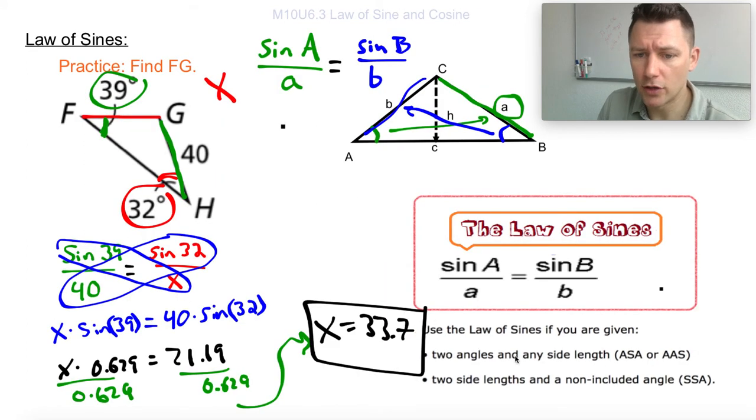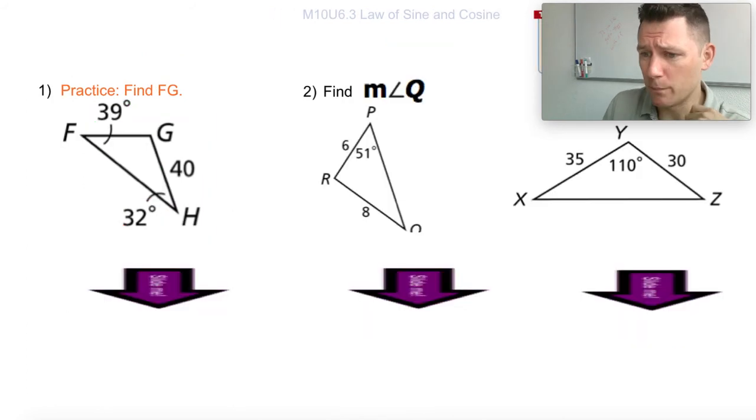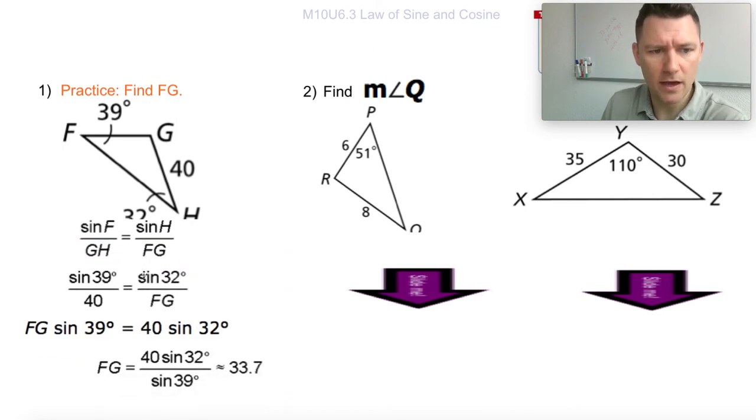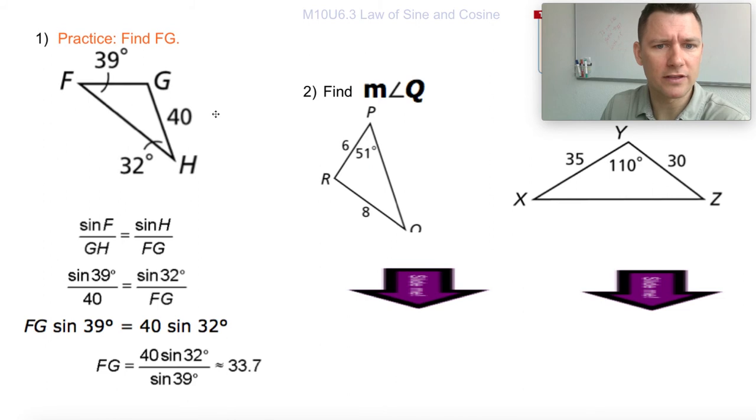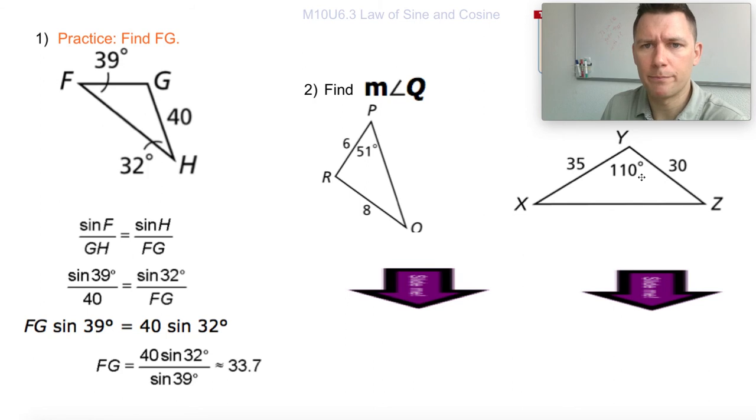You're going to use the law of sines if you're given two angles and any side length, or two side lengths and any angle that's not between them. So try that on these. I guess we already did this one, and that was 33.7. So you can see that nice setup for you. Try it on 2 and try it on 3. Cool?